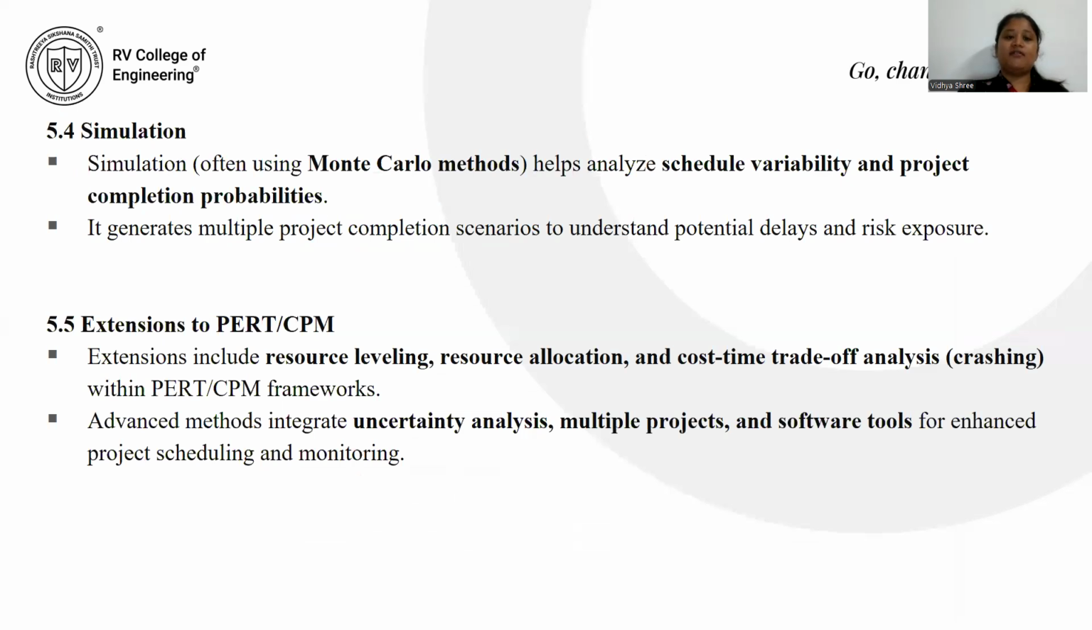Simulation often uses Monte Carlo methods, which help analyze schedule variability and project completion probabilities. It generates multiple project completion scenarios to understand potential delays and risk exposure. Extensions to PERT and CPM include resource leveling, resource allocation, and cost-time trade-off analysis within the PERT and CPM frameworks, like the critical path method. Advanced methods integrate uncertainty analysis, multiple projects, and software tools for enhancing project scheduling and monitoring.